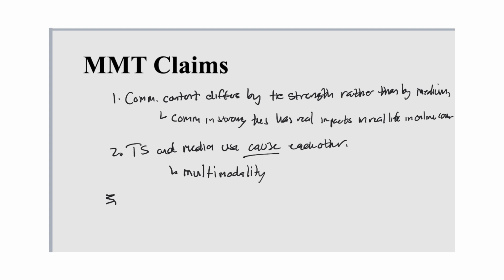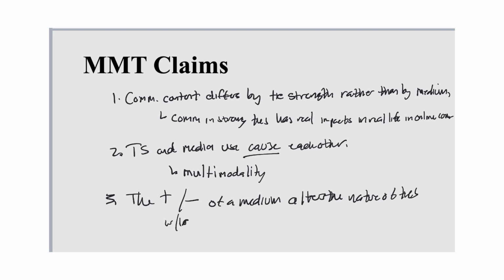And then, thirdly, the addition, so we'll do the plus or minus, the addition or subtraction of a medium alters the nature of ties within a social network. The effect of adding or subtracting a medium depends on the strength of the tie, but changes to the media alter strong ties only minimally, but may change the nature of weak ties considerably.